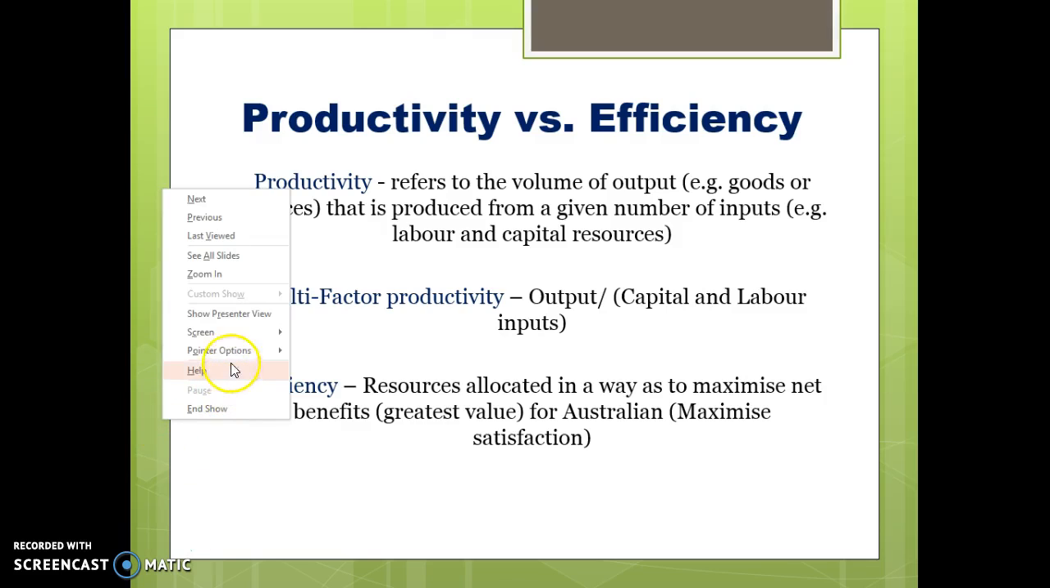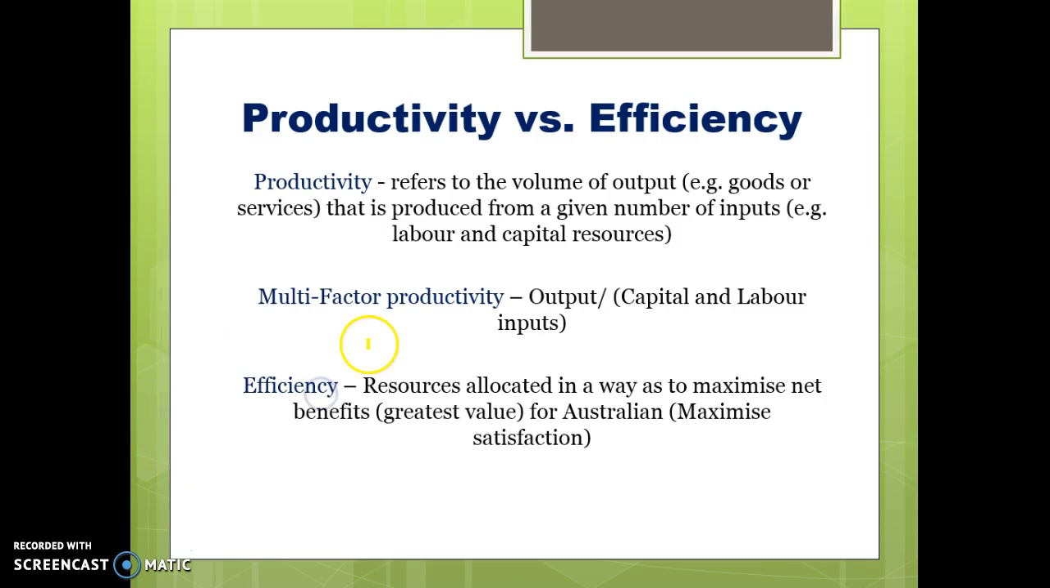When you're defining productivity, don't just say that it's output per unit of input, provide a little bit more information than that. So it's the volume of output, which refers to goods or services, that is produced from a given number of inputs, e.g. labour and capital resources. We have multi-factor productivity, which is output divided by labour and capital inputs, and then you also have labour productivity, which is output per unit of work, or so per hour, and then there's capital productivity, which is output per machine hour.